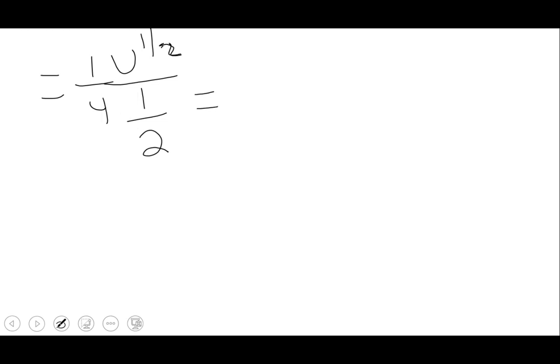If you go ahead and do a little bit of simplification here, you're going to get u to the 1/2 on top, divided by 4 times 1/2. That would, of course, become 2. So u to the 1/2 over 2 is my final integration. And again, remember, there is no plus c because this is a definite integral, not an indefinite.